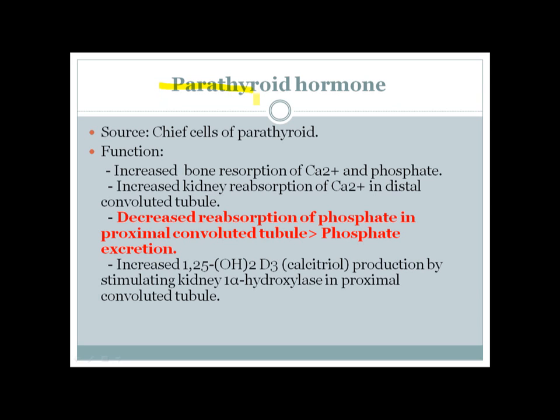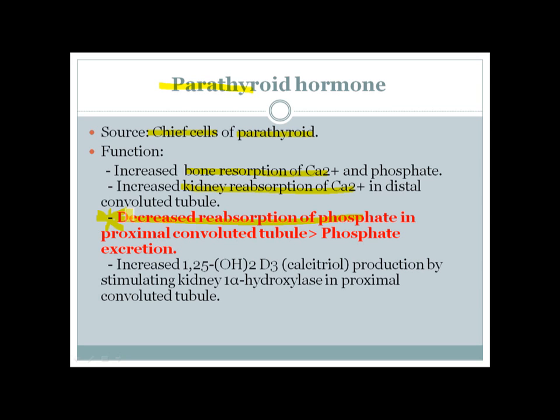It is obviously released from the parathyroid gland, specifically the chief cells of the parathyroid, and the major function of parathyroid hormone is to ultimately increase the serum calcium and reduce the serum phosphate. Parathyroid hormone does that by increasing bone resorption of calcium, increasing reabsorption of calcium from the kidney, and decreasing reabsorption of phosphate in the proximal convoluted tubule, which will ultimately lead to increased phosphate excretion and hypophosphatemia.